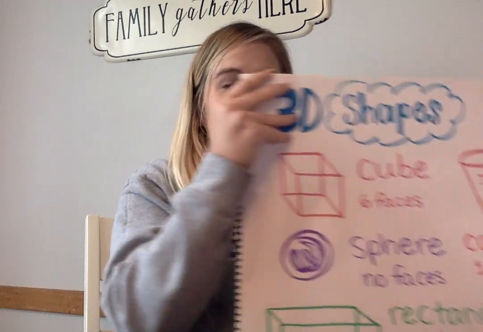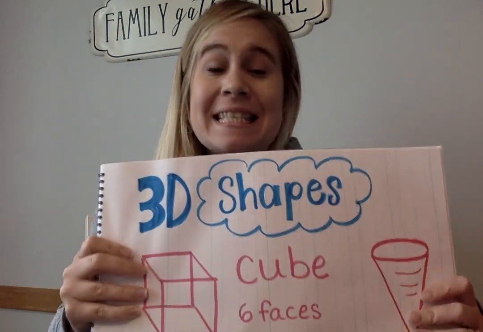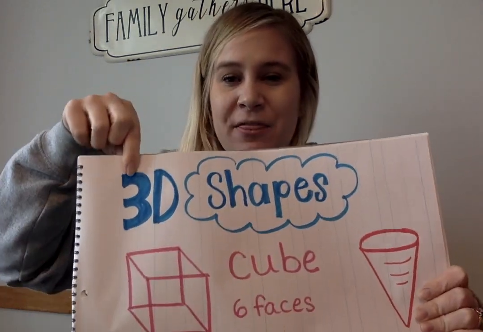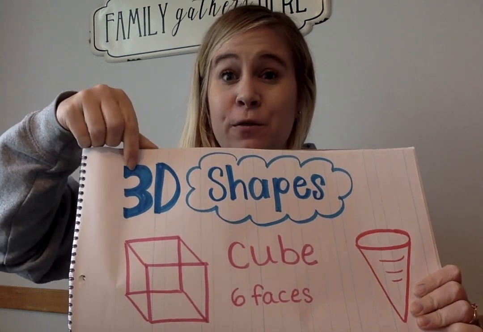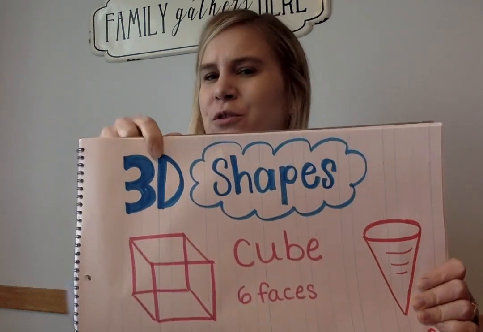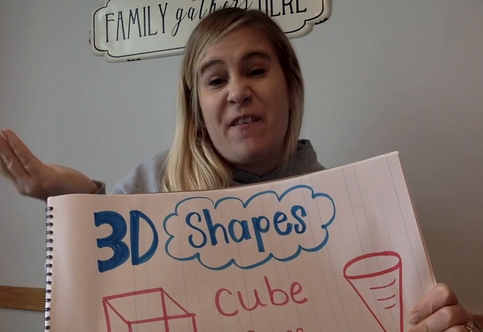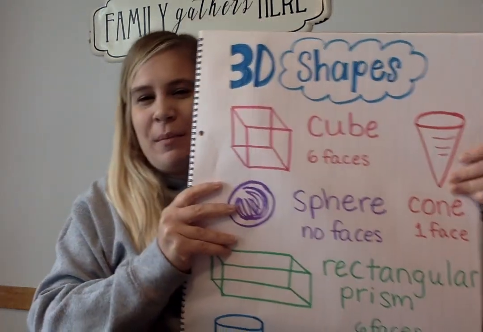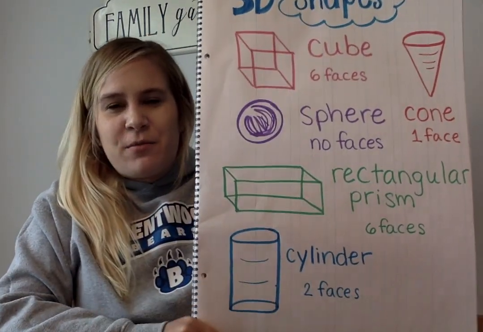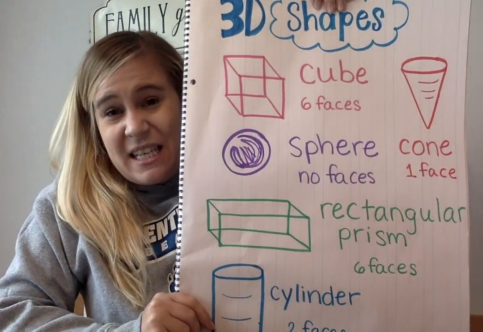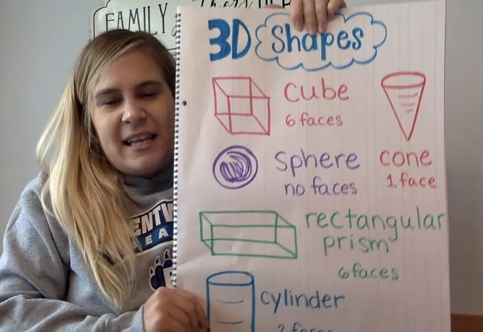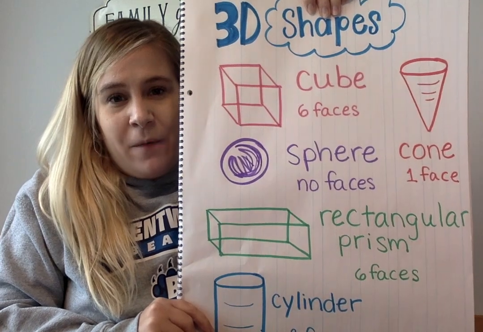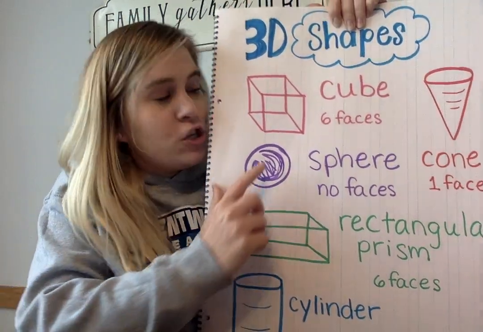Today, we are going to talk about 3D shapes. And 3D stands for three-dimensional, which really just means not flat. So we'll talk a little bit more about that. These are some 3D shapes. You've probably seen them before. They look a lot like the flat shapes that we've learned about, except they're three-dimensional.